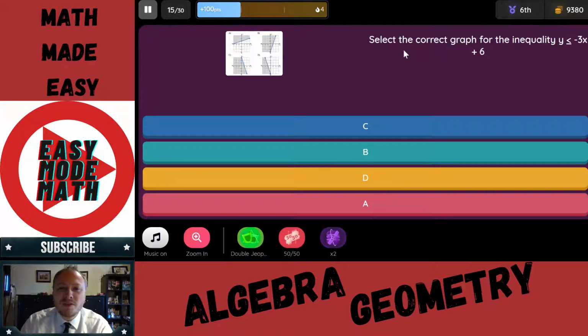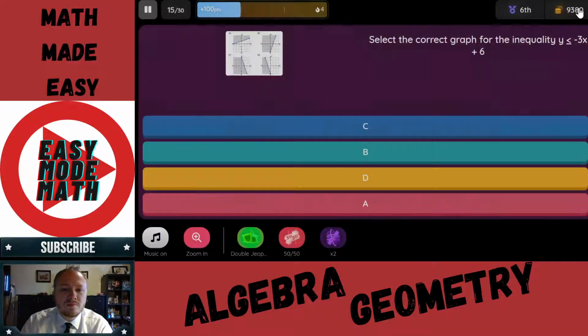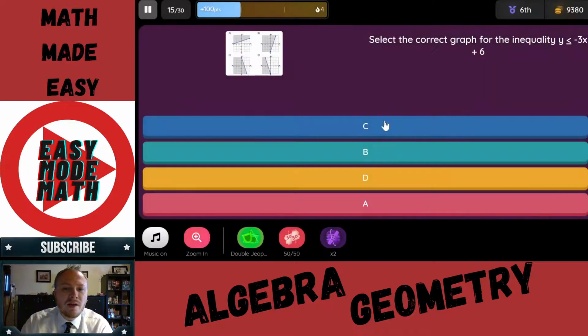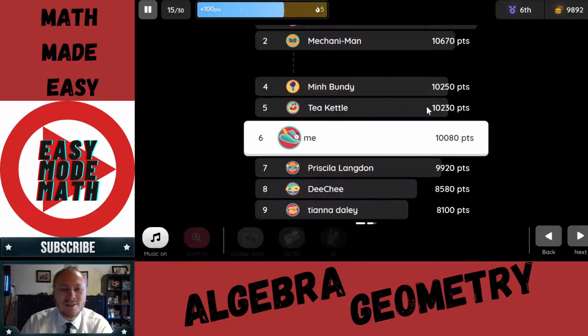Select the correct graph for the inequality y is less than or equal to negative 3x plus 6. Less than or equal to negative 3x plus 6. Ooh, it's an ABCD question, so we need to make sure we're choosing the correct one. I'm gonna choose C, because that's the correct answer.